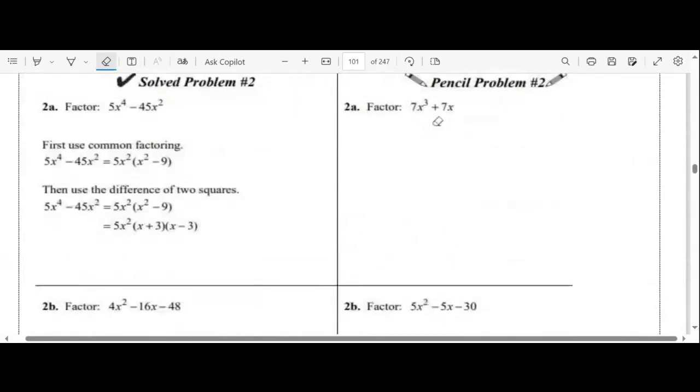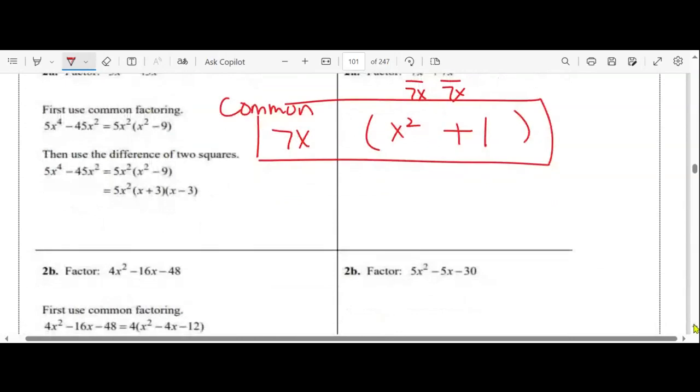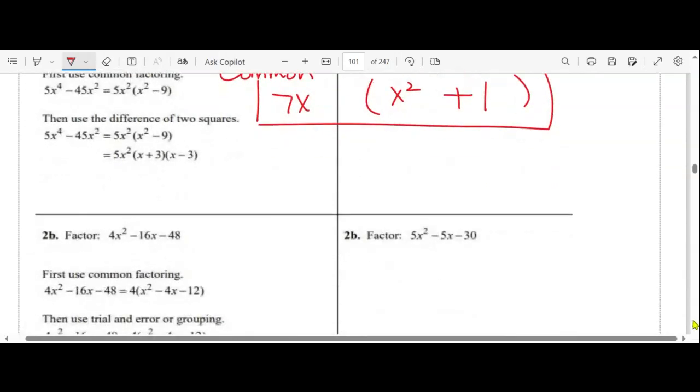Can you factor this? What's the first thing you're going to do here? What's common? So what's left? X squared plus 1. Easy as easy? Next one. The common factor.